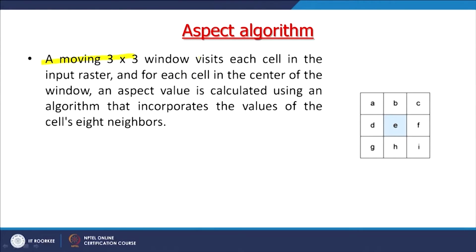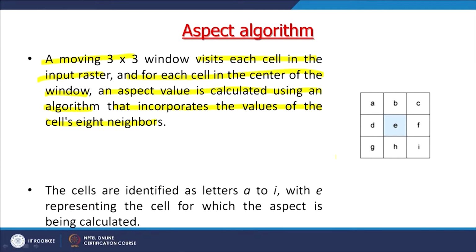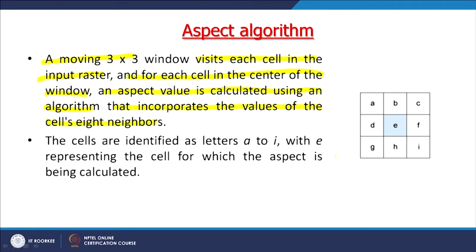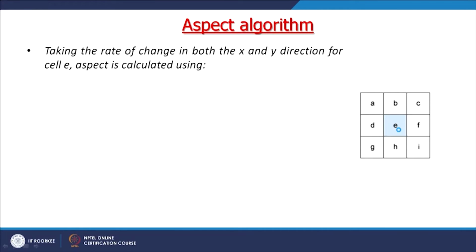Now, when we were discussing the slope, similarly here also in case of aspect, there is the moving window. A 3 by 3 kernel visits each cell in the input raster, and for each cell in the center of the window an aspect value is calculated using an algorithm that incorporates the values of the cell's 8 neighbors. So, all 8 neighbors are searched and then the value is assigned. The cells are identified here for simplicity as A to I, with E representing the center cell for which the aspect has to be calculated.